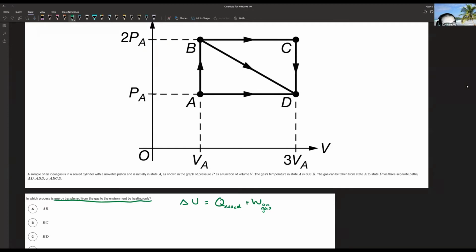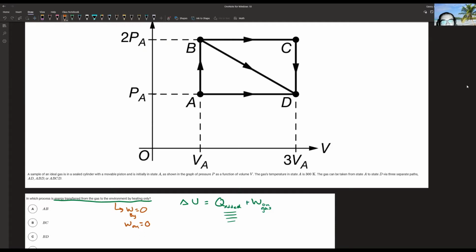So here we want to find the process in which energy is transferred from the gas to the environment by heating only. Now we have to be careful here. What they mean by that is that this is the only process that allows energy to be transferred. No work on or by the gas is allowed in this case. So what this is really telling us is that the work is going to be 0, either the work by the gas or the work on the gas.